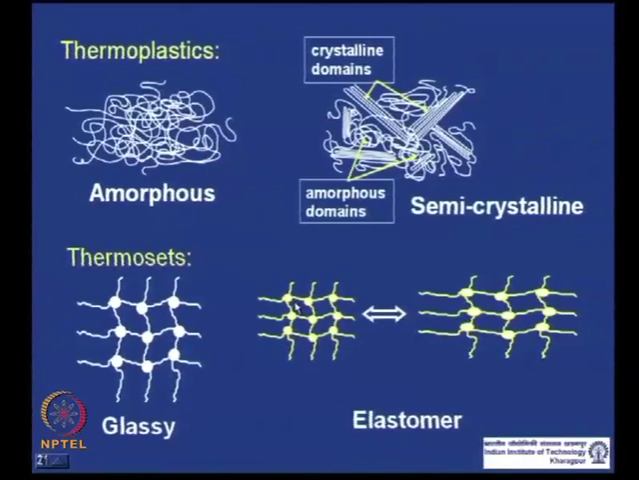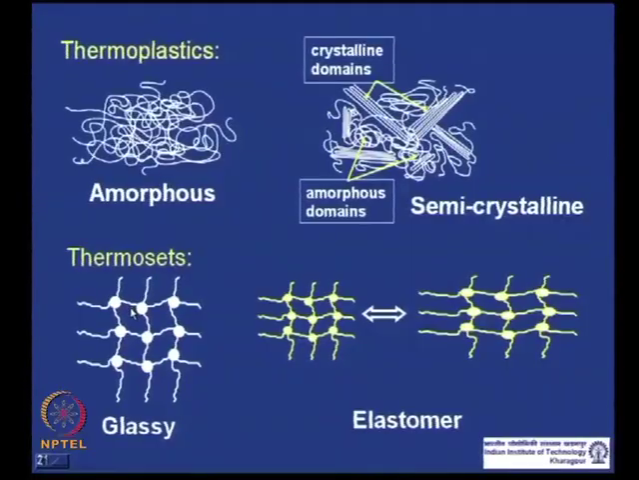Now, if these chains are flexible at the temperature you are working, then they can be stretched, and as soon as you remove the stress, they will come back to the original form. So, it is like rubber. So, you have an elastomer. Now, if these chains are below their glass transition temperature, that means they do not have any flexibility at the temperature of operation, then you cannot stretch the polymer, because they do not have the thermal motion. So, they are like glassy thermosets.